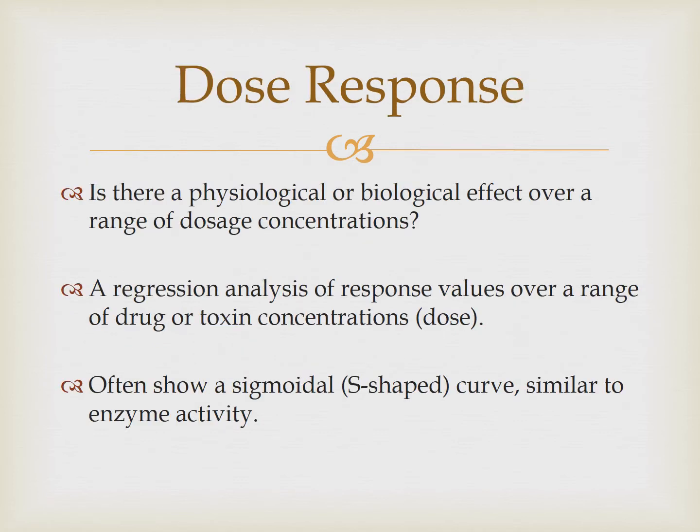In dose response, we're asking whether or not we can find a physiological or biological effect over a range of dosage concentrations, maybe for a toxin or some kind of therapeutic drug. And we're looking at a regression analysis of those response values, and they often show what's called an S-shaped or sigmoidal curve, which is somewhat similar to enzyme activity.